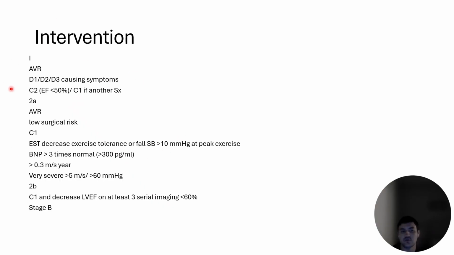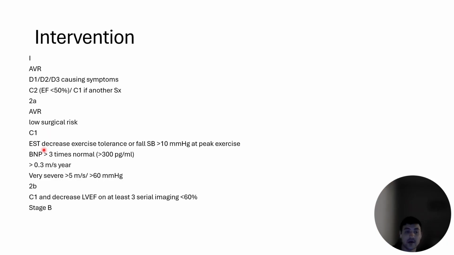This is important for you to remember. When is a class 1 recommendation? Class 1 recommendation: C2 when the ejection fraction is less than 50%, and C1 when you are undergoing another surgery. 2A recommendation: if the patient is low surgical risk in C1. C1, remember, is asymptomatic, but the ejection fraction is normal.